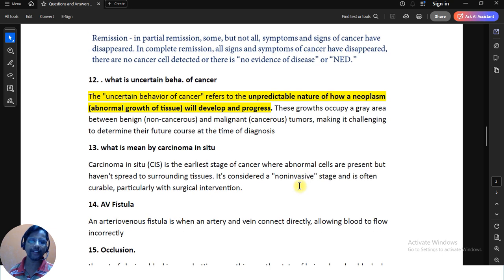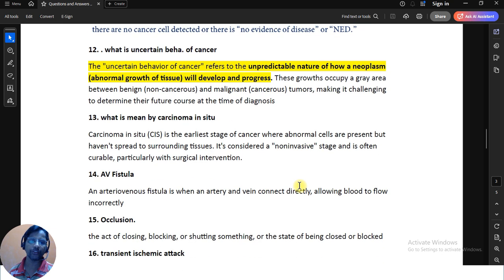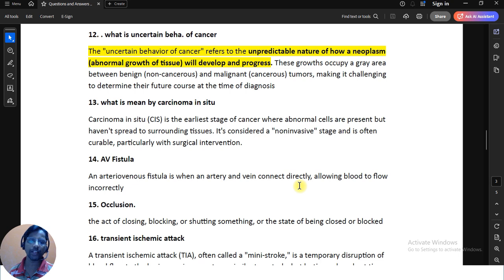Okay. So what is meant by carcinoma in situ? So most of the time you will see this diagnosis in DCIS, ductal carcinoma in situ, is the earliest stage of cancer where abnormal cells are present but have not spread to surrounding tissues. It is considered a non-invasive stage and is often curable, particularly with surgical intervention. Okay. Carcinoma in situ will not spread to other sites of the body or surrounding tissues.